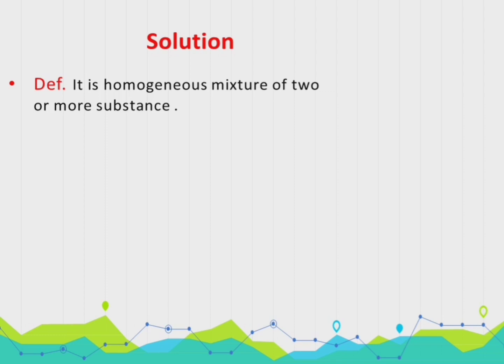So here we have the simple definition of this term solution, that says that it is a homogeneous mixture of two or more substances. And one of the most common examples of solution is when sugar is dissolved in water. So from the definition, the first point is clear that it is a mixture, it is not a compound. Now how is it a mixture? As in a mixture, the two or more substances combine without any fixed ratio.